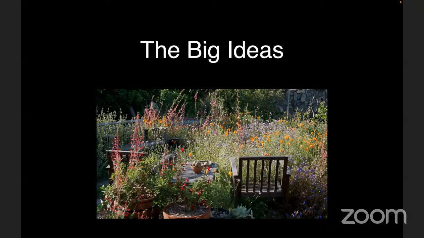Okay, from Fernand: does native have the same meaning as drought tolerant? Good question. No, it does not. Native, like we talked about, means a plant that evolved here. So rosemary might be considered drought tolerant, but that's from the Mediterranean. Lantana might be considered drought tolerant, but that's from Australia.